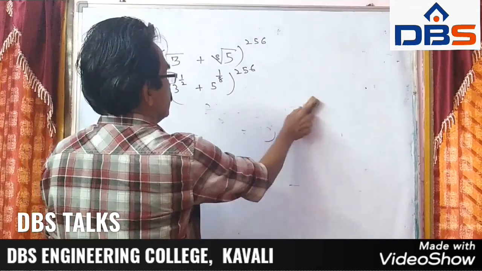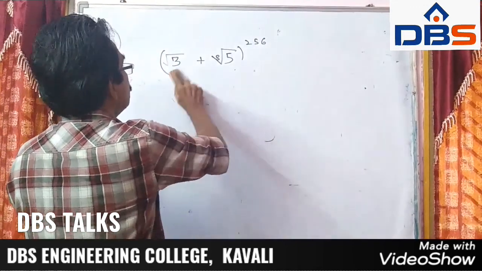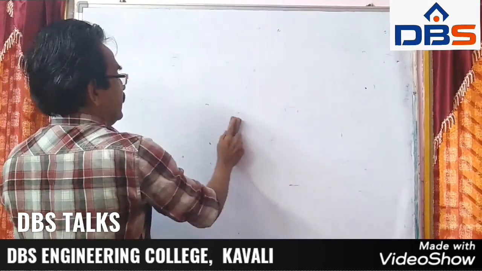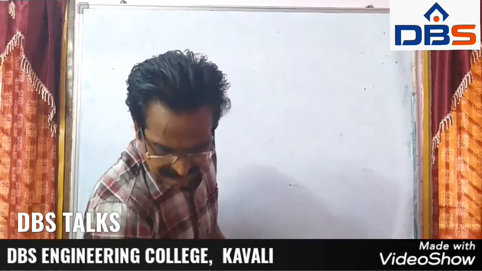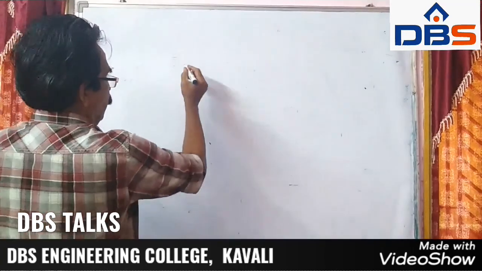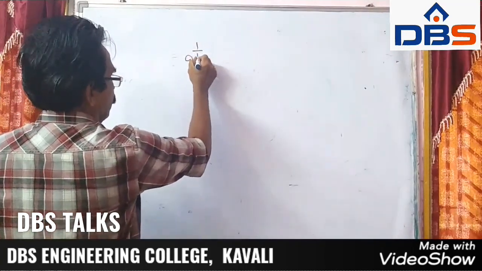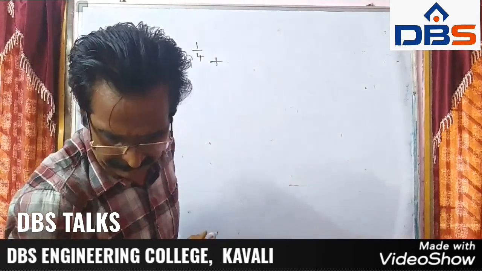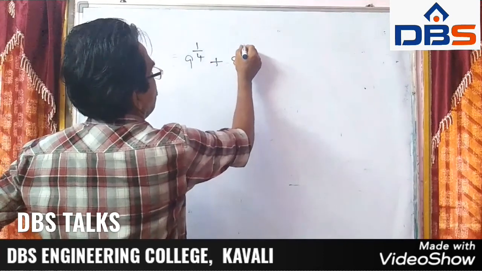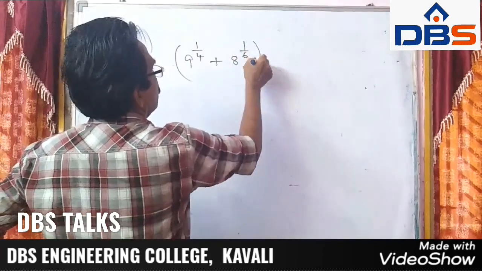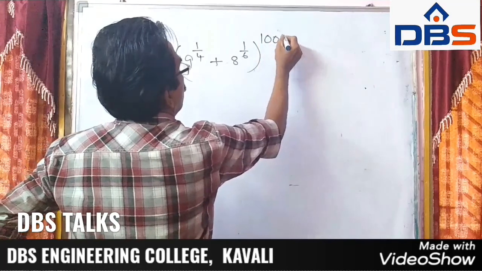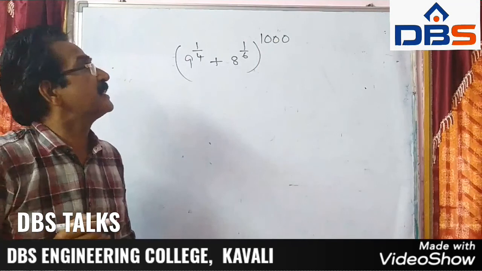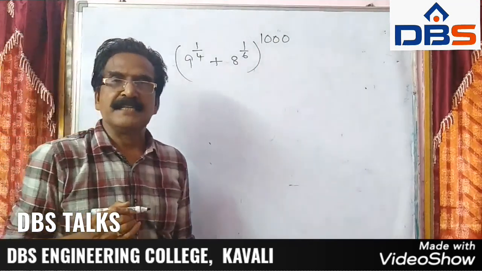Let us consider one more example where the bases are not prime numbers. 9 power 1 by 4 plus 8 power 1 by 6, whole power 1000.